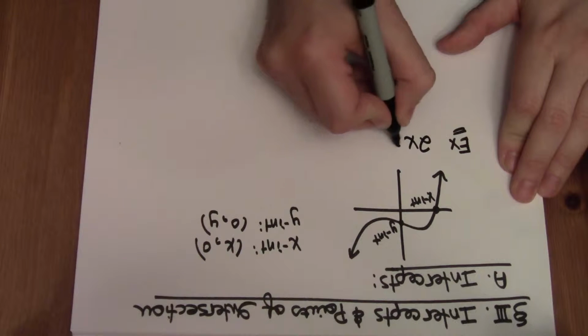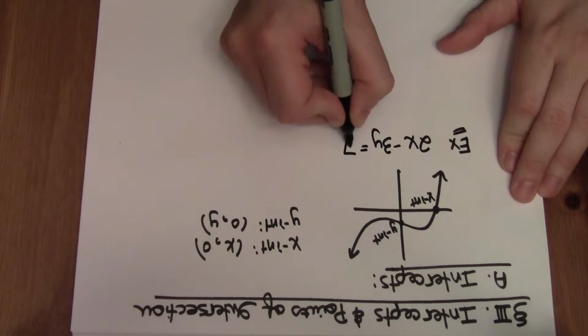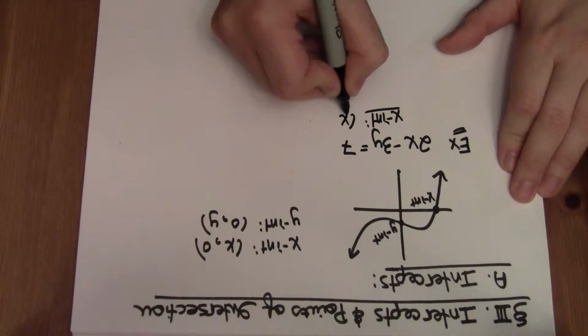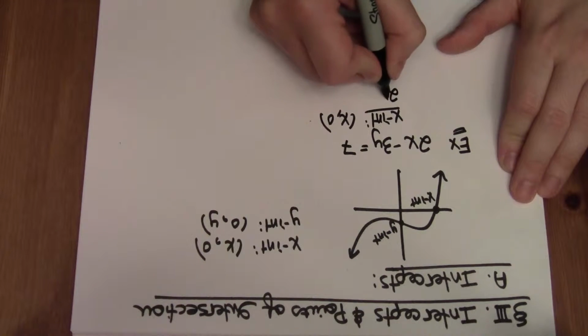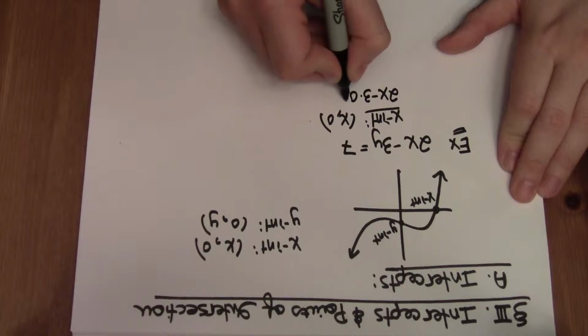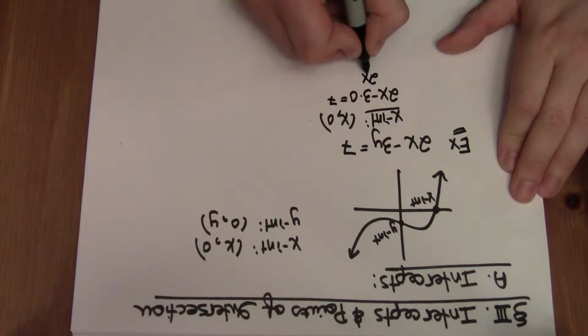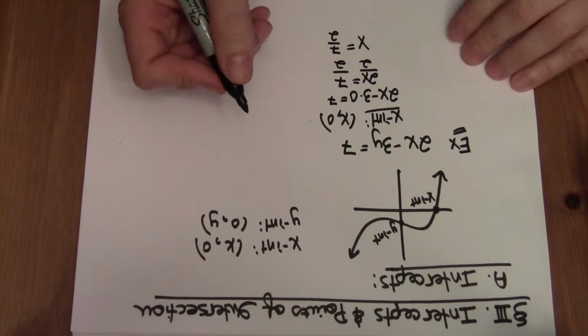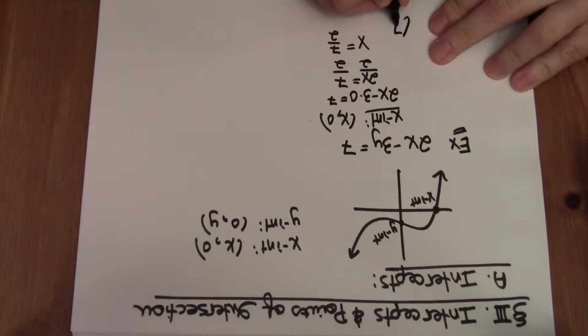For example, 2x minus 3y equals 7. Well, to find the x-intercept, all I'm going to do is plug in 0 for y. I'm going to get 2x minus 3 times 0 equals 7. 2x equals 7. So x equals 7 halves. I always want to write these as coordinates, so I'm going to say that my x-intercept is 7 halves, comma 0.